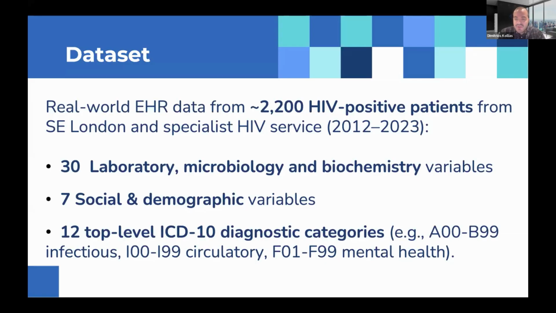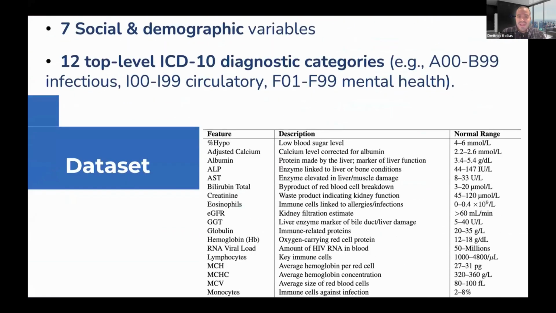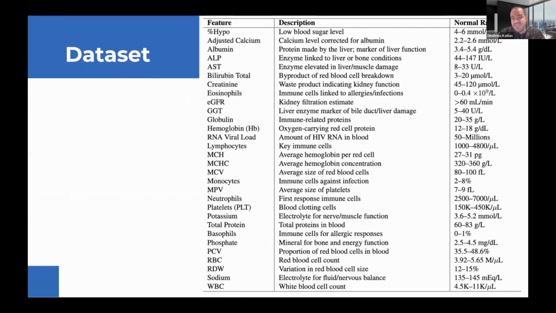Some examples: A00 until B99 have to do with infectious diseases, and the code I00 to I99 have to do with circulatory diseases, and so on. Here you can see all the different features that we used, the corresponding description, and the expected normal range. Generally, I need to mention that the normal range is in a lot of cases dependent on the gender and the age of the people. Keep this information because a bit later in the presentation, I'll come back to this.